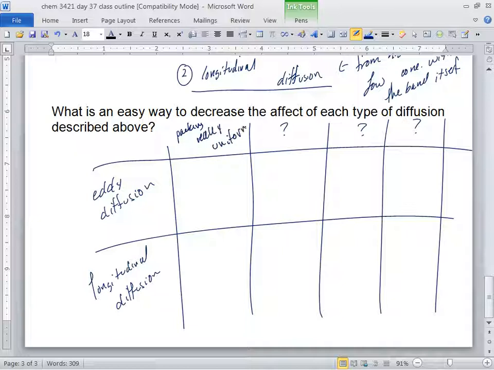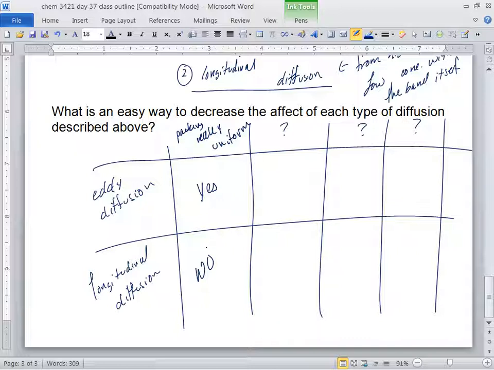Okay, would that help eddy diffusion? Yes. Would it help longitudinal? Not really. What helps longitudinal? If you want to decrease longitudinal diffusion, you need to decrease what? The amount of... Well, yeah, kind of. But time. Time is key to go from beginning to end of your run, whatever it is. If you can decrease the time, you can decrease longitudinal. So that might help you answer, put in some possibilities here.